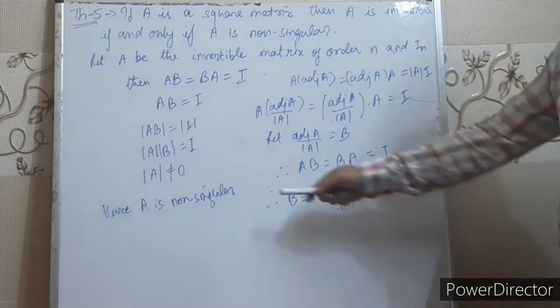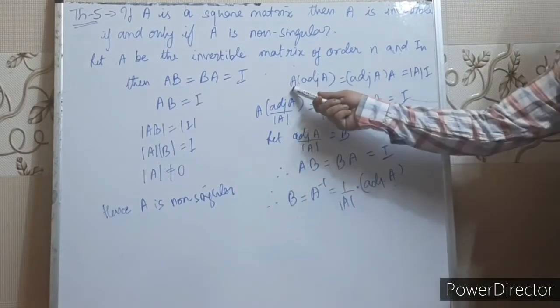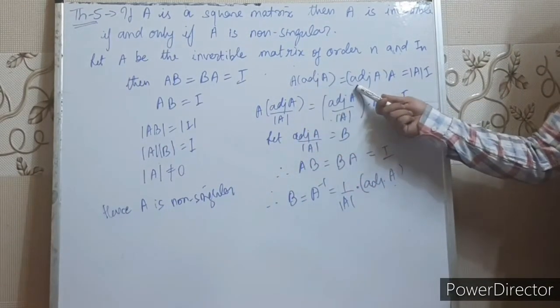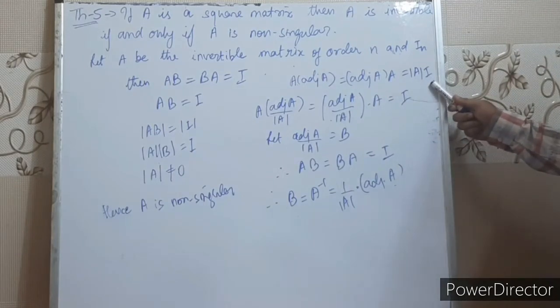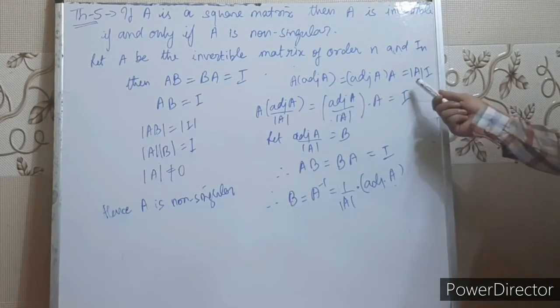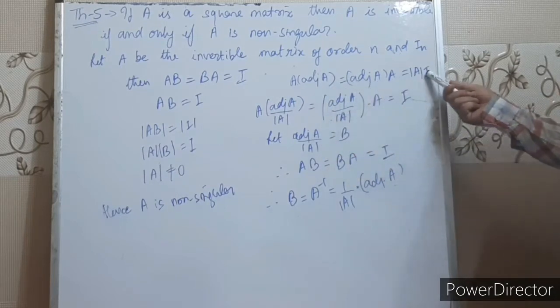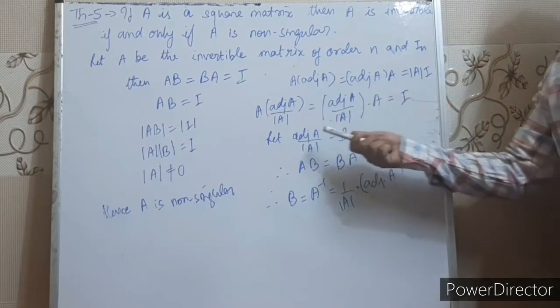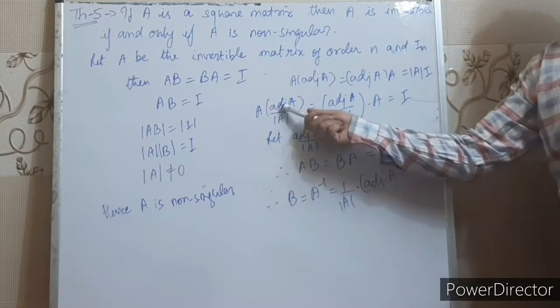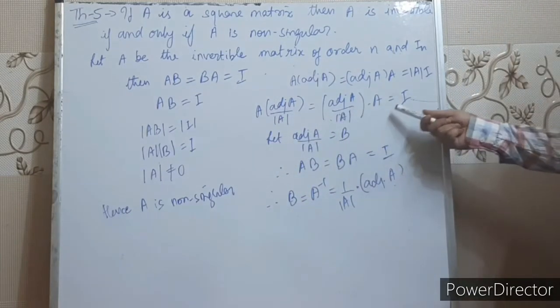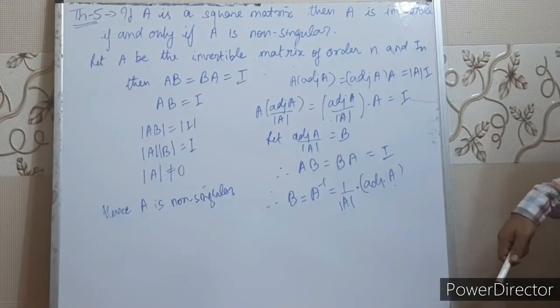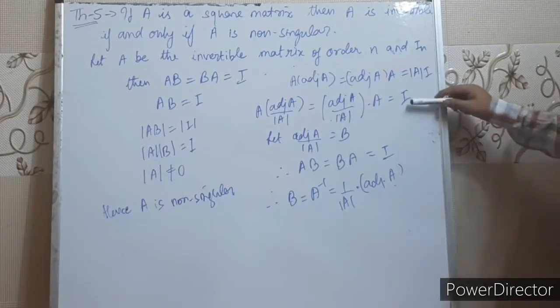Right, children? And in the first theorem we have studied that A into adjoint A equals adjoint A into A equals determinant of A into I. Right, children? Now what we'll do, if we divide each term by determinant of A, then what will we get? A into adjoint A upon determinant of A, adjoint A upon determinant of A into A equals, here we'll get I, the identity matrix.